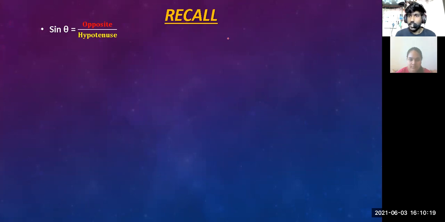Now, in trigonometry we usually work only with right-angled triangles. The triangles considered in trigonometry are only right-angled. So in a right angle, this would be the 90 degrees, and if I name it A, B, and C, this angle would be theta. Then sine theta is the ratio of the opposite side upon the hypotenuse. So for theta, can you tell me which is the opposite side?